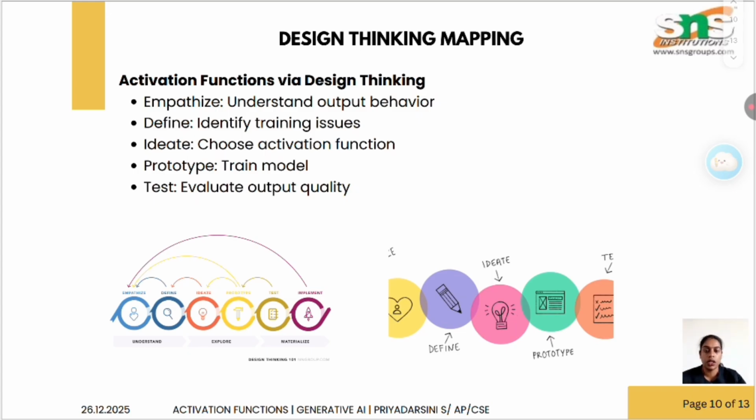Here is a short mapping of the design thinking concept. We can also understand the activation function using this design thinking concept. In empathize, understand the desired output behavior, and in the define part we can identify training problems like vanishing gradients. In ideate, we will choose the appropriate activation function. In prototype, we train the model, and in test, we evaluate the output quality. So the activation function is actually a design decision.